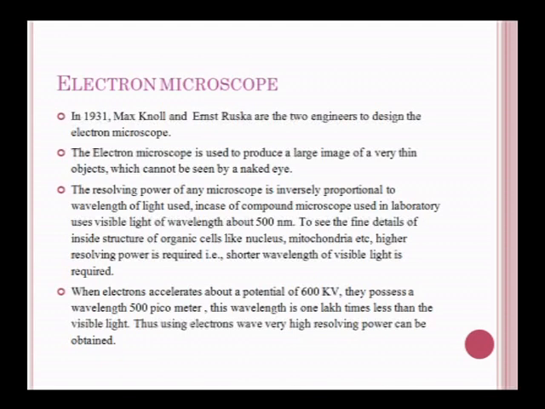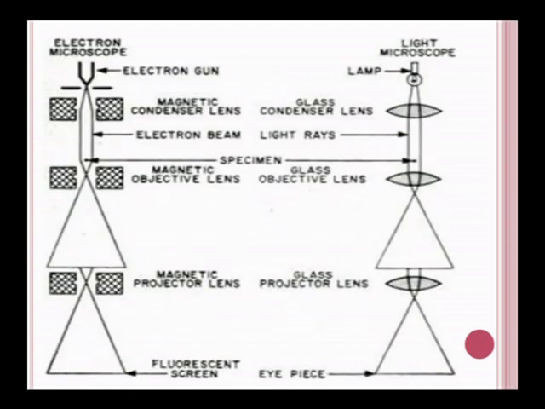Pico stands for 10 raised to minus 12. So this wavelength is 1 lakh times less than that of visible light. Thus, using electrons as a wave, the resolving power is increased, and this is the concept we use in the electron microscope. The basic principle of an electron microscope is very, very simple.